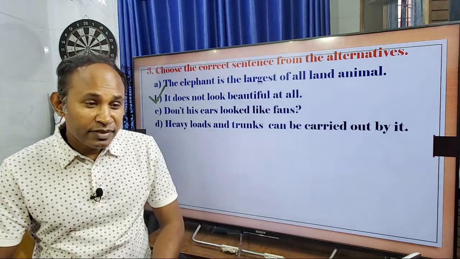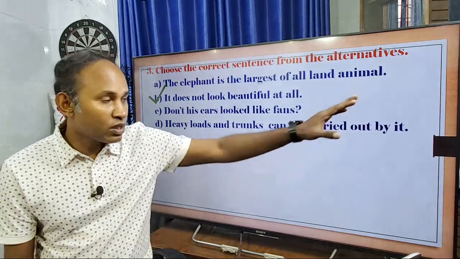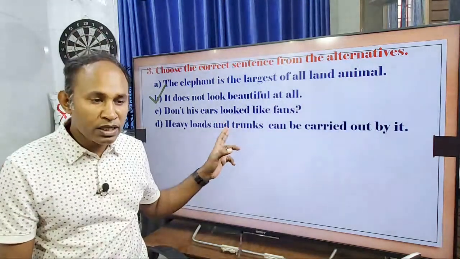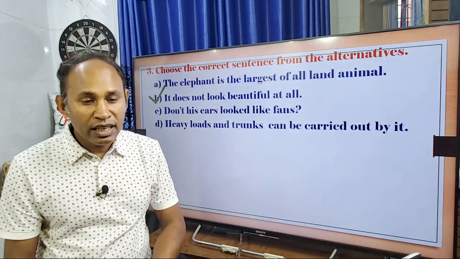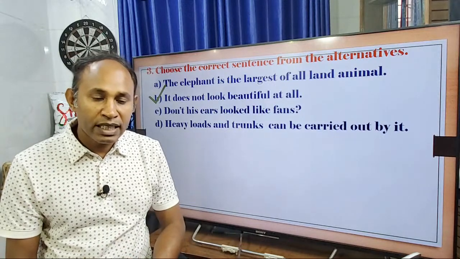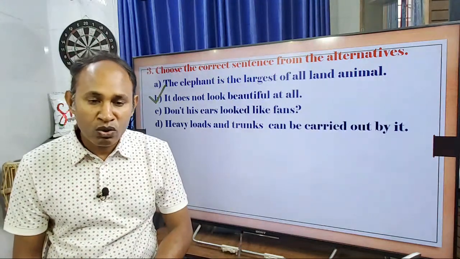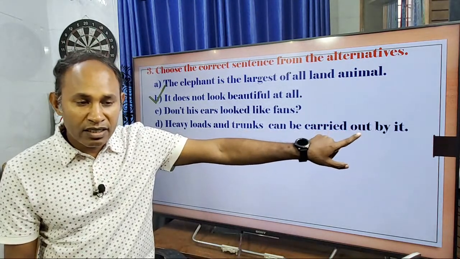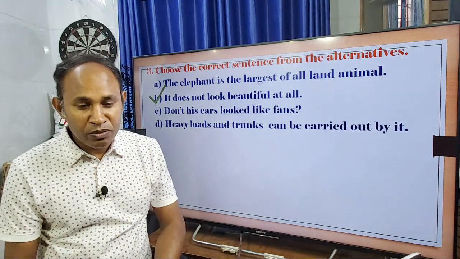Another question, why? So the first answer, A, is wrong because of all land animals has, where actually singular is needed, and here plural will be needed, so this is wrong. Don't his ears looked, this is actually wrong, number C. Heavy loads and trunks can be carried out, here carried out is wrong because carry out means to accomplish something, okay, carry out doesn't mean to transport, like I have carried out my job, my duty and so on. So this out is the word that is the mistake, okay, and so the right answer, it does not look beautiful at all, B number is absolutely the right answer.